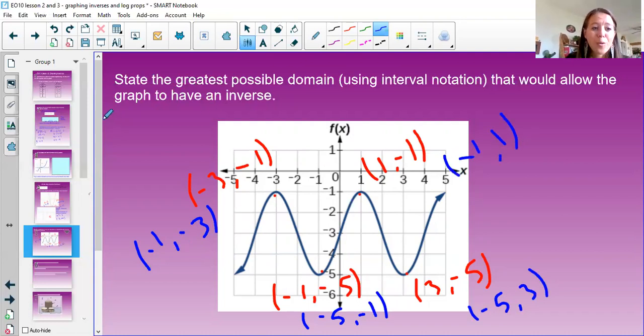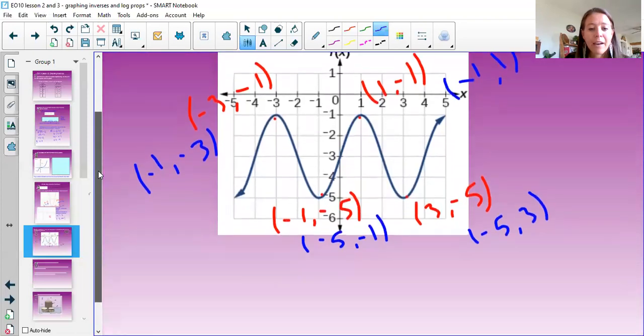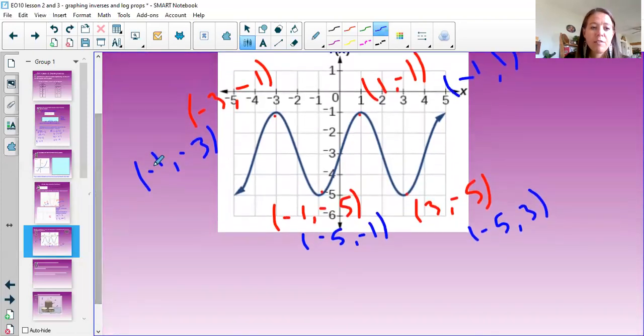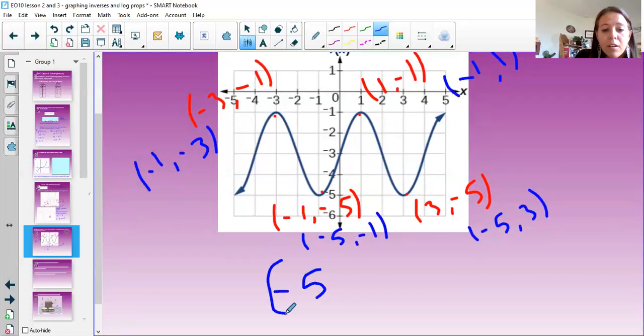So what is my lowest x value that I could have on my inverse? I've got -1, -5, -5, -1. Turns out that -5 would be one of those barriers. So my domain is going to start at -5. Is it going to go all the way to infinity? Let's look at the x values now. We have -5, we have -1.